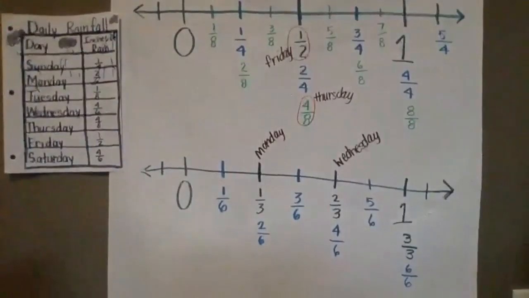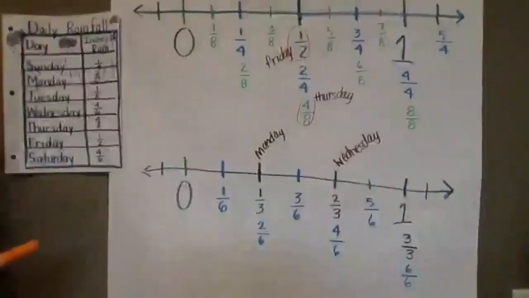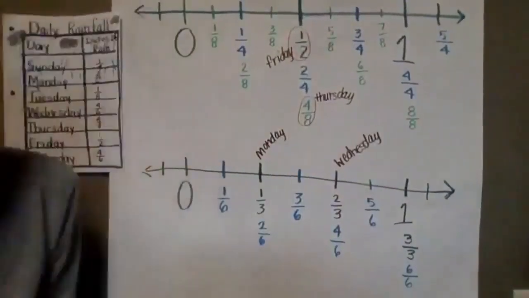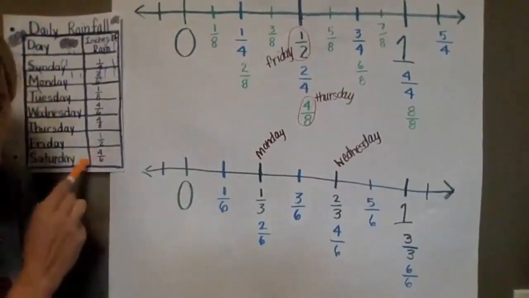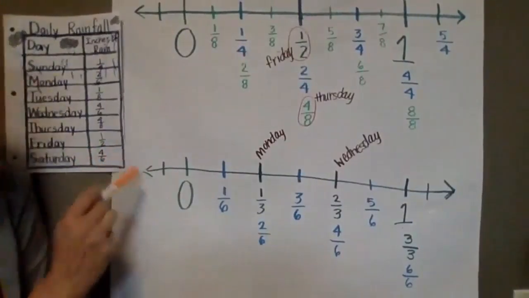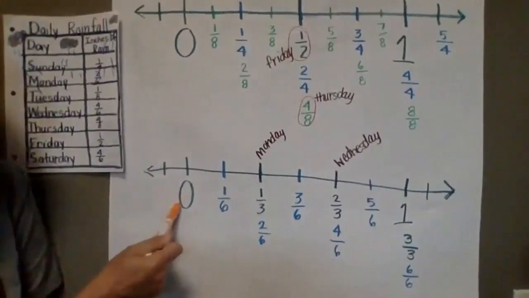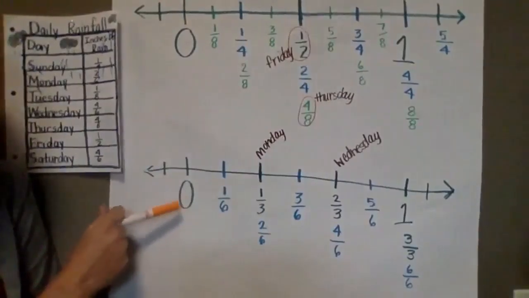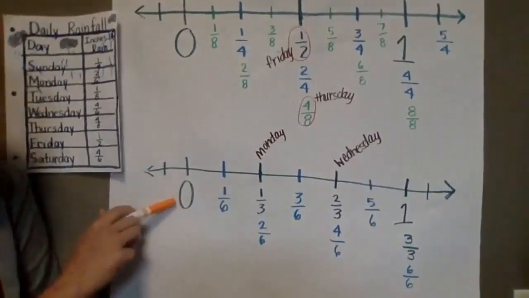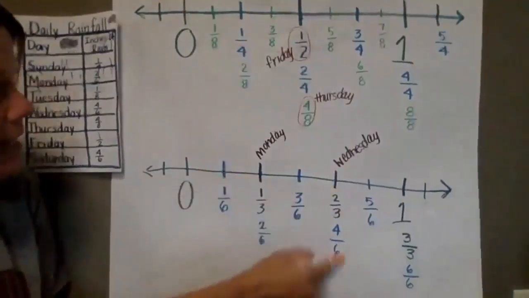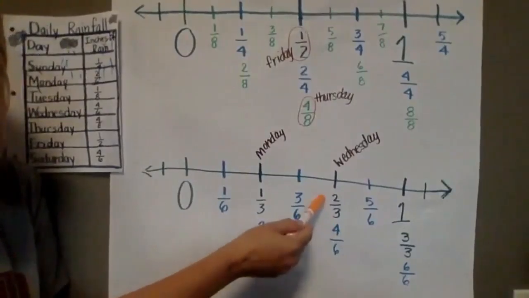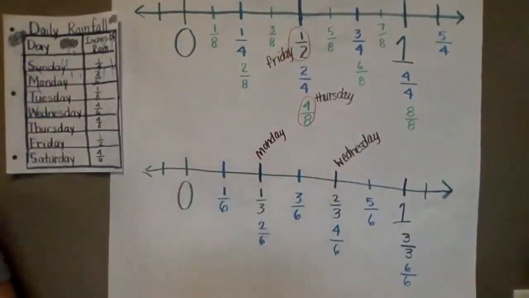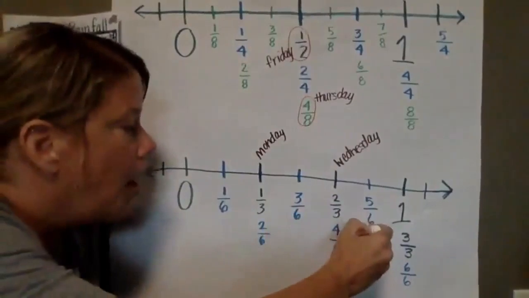So I'm gonna use orange maybe. Haven't used orange. So our question was, how could we show the same amount of rain that fell on Saturday? That's 4/6. So I know I need to use this number line that is related fractions of thirds and sixths. So 4/6, here it is. Same value as what? 2/3.